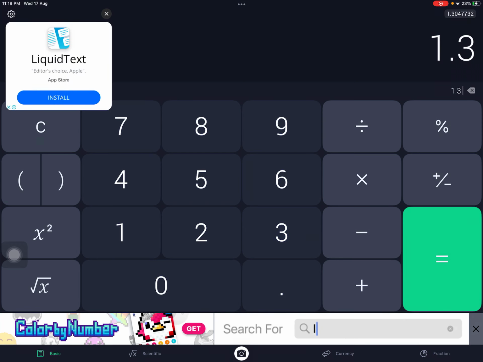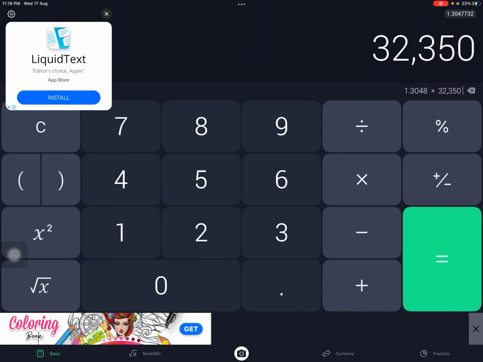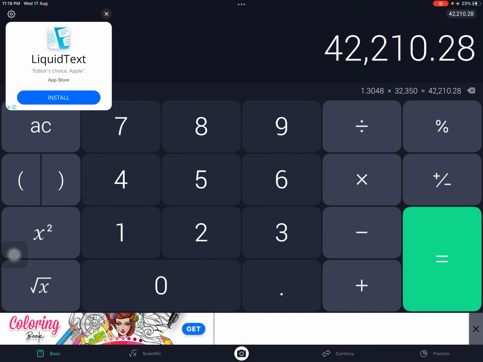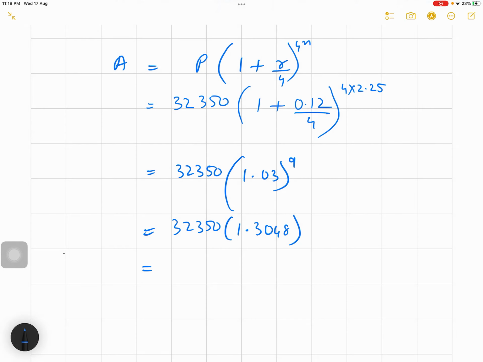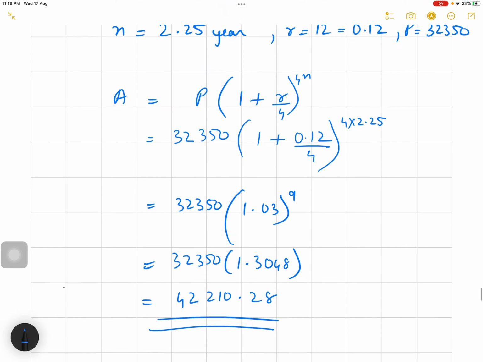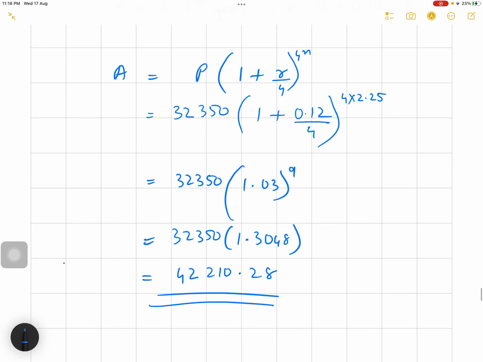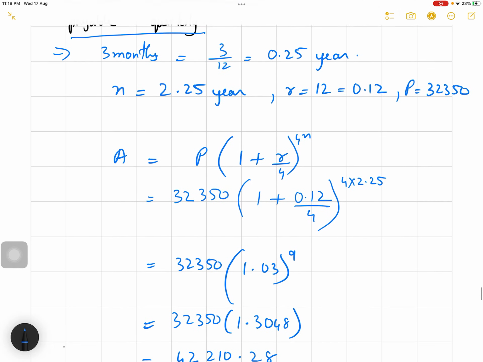1.3048 into 32350. It comes to 42,210.28. Okay, so this way you can solve this problem.